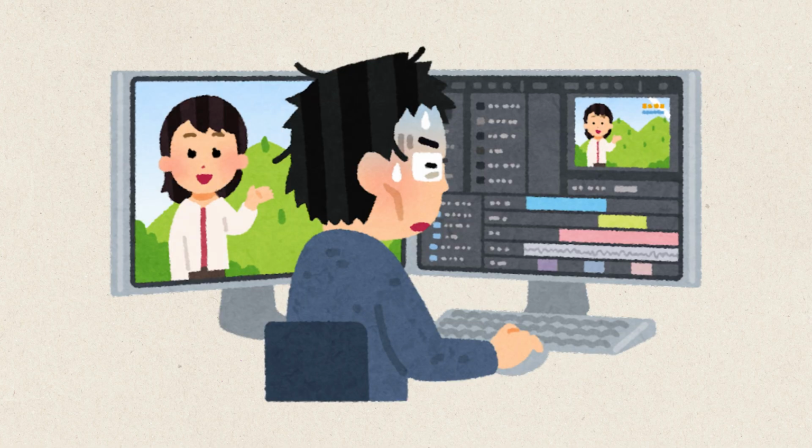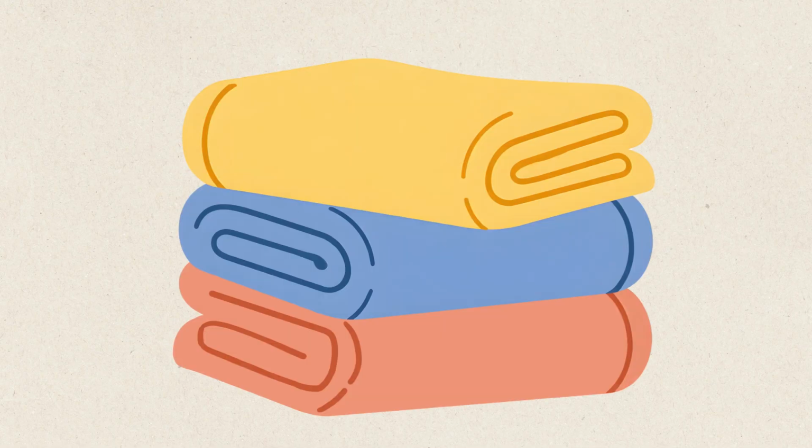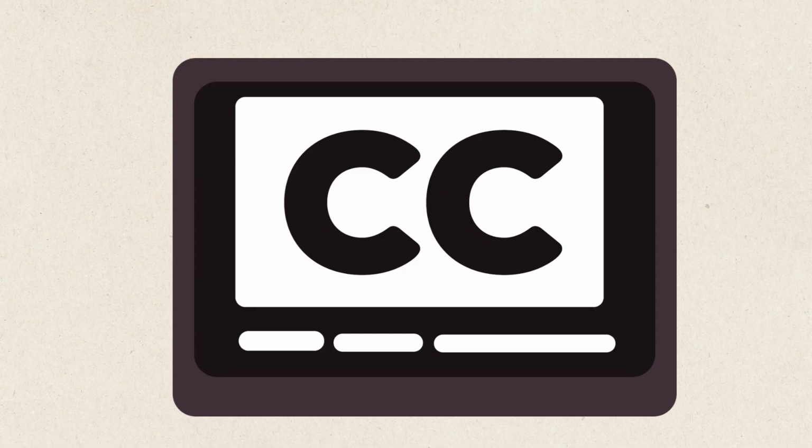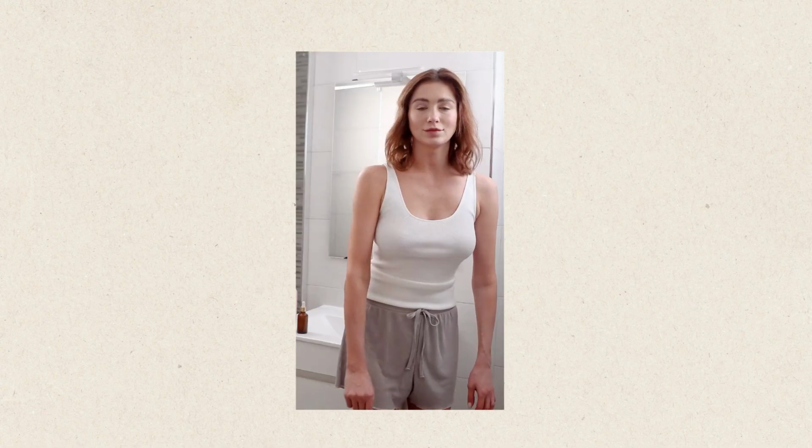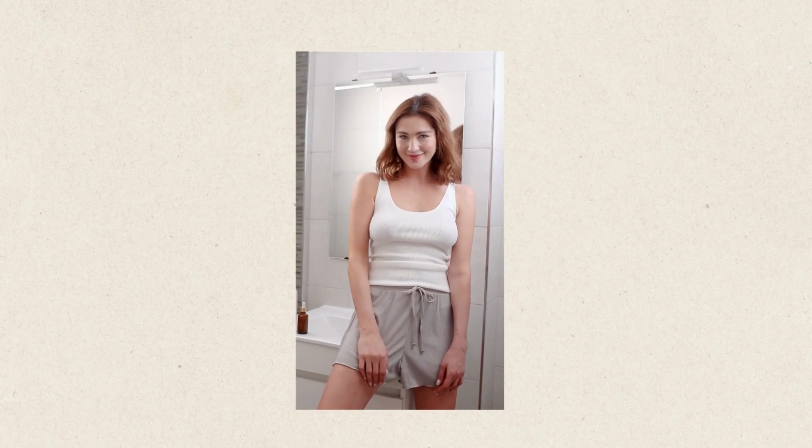Even after creating the video, there's still one more important step called editing. Editing is like cleaning your room after playing with your toys. You remove things you don't need and make everything look neat and organized. AI can automatically cut silent parts, remove mistakes, add subtitles, improve sound quality, create smooth transitions, and even suggest the best places to zoom in or add effects. This saves creators a lot of time while making their videos look more professional.